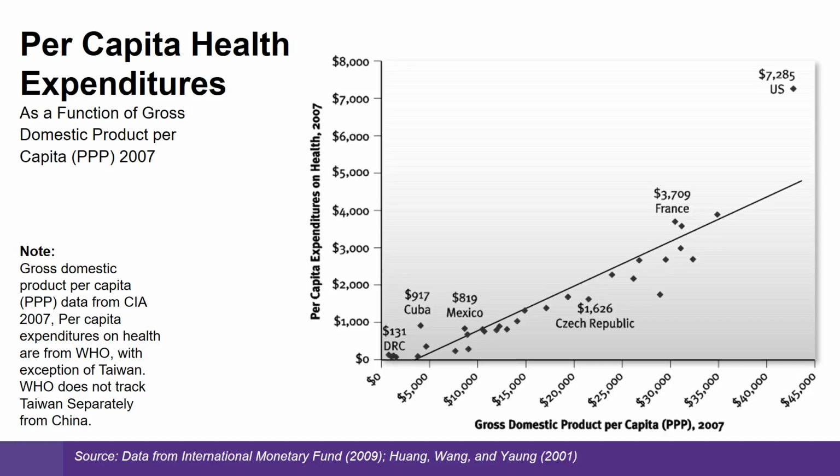In this graph, we can see that the per capita expenditures in the United States far exceeds the per capita expenditure of some other countries, and is far outside the range of other countries' per capita expenditures related to their gross domestic product per capita.